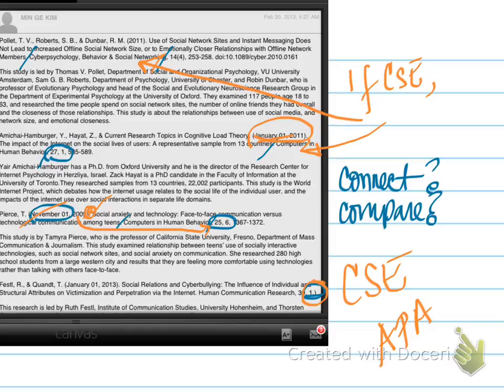All right, so the last thing I would ask you to think about here is this connecting and comparing. How do these sources connect specifically to your research, and how do you compare them to each other?